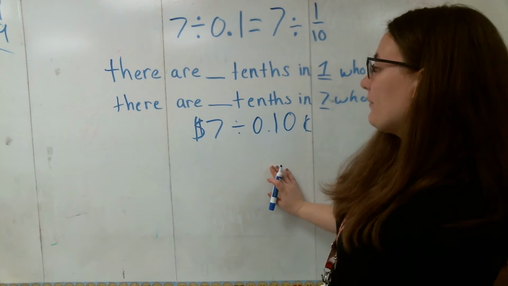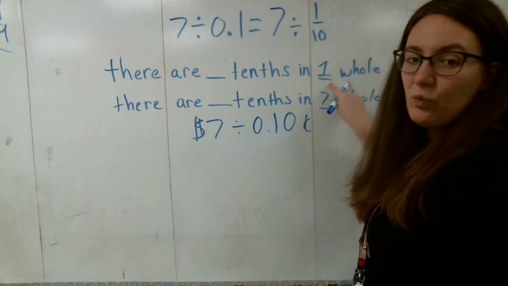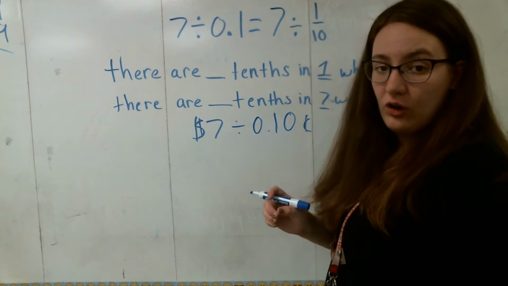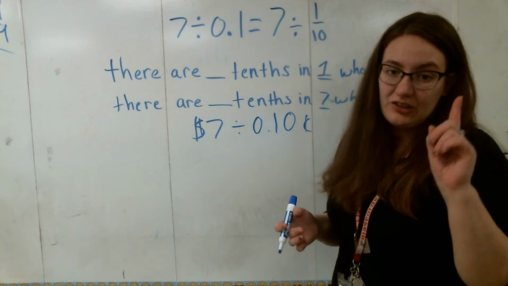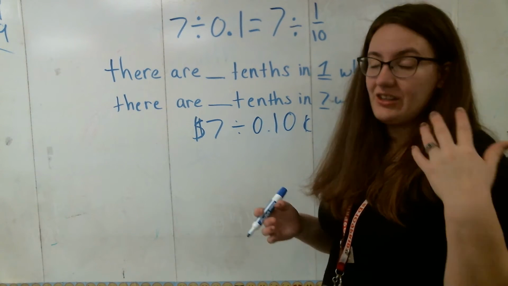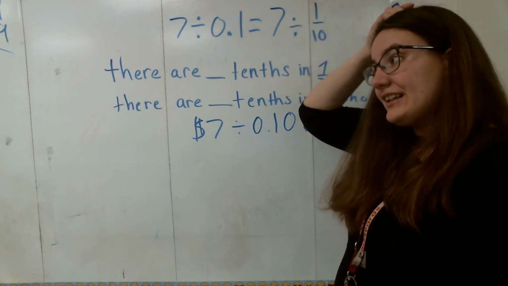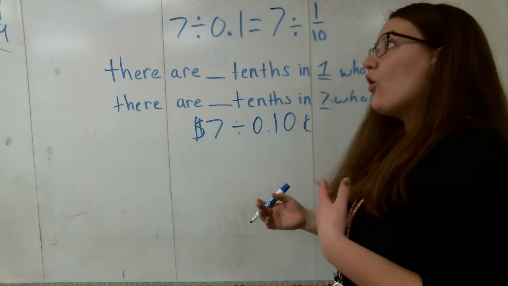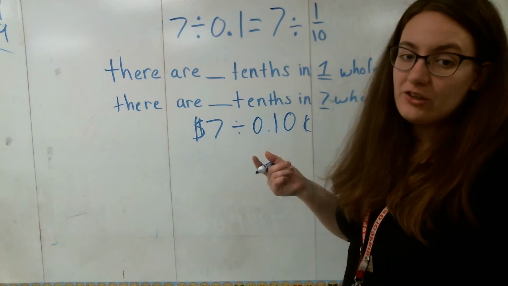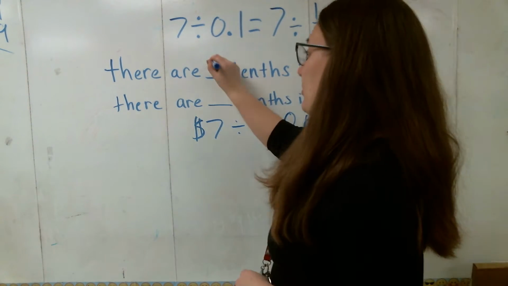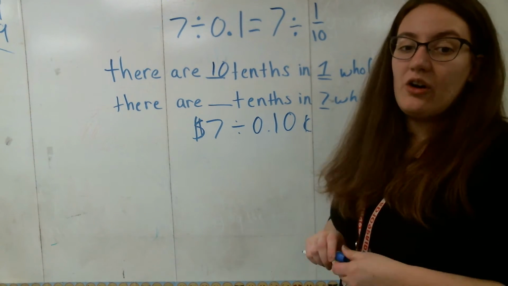So what I want to think about is how many tenths are there in one whole? So in one whole, or maybe you could think of it as a $1 bill, how many tenths are there or how many dimes are there? And if you can't remember how to do that, you could think about, well, if I had 0.1, how many times would I have to add that to get to a whole? And in this case, I would have to have 10 tenths or 10 dimes to get one whole.